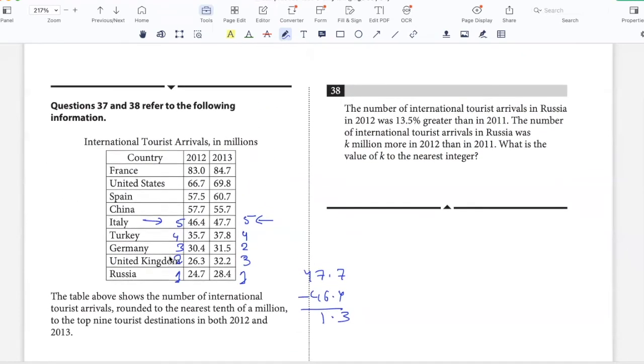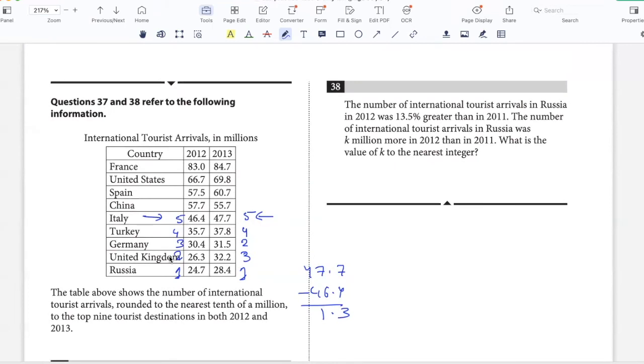The number of international tourist arrivals in Russia in 2012 was 13.5% greater than in 2011. The number of international tourist arrivals in Russia was k million more in 2012 than in 2011. What is the value of k to the nearest integer?